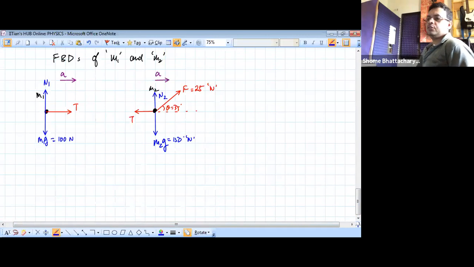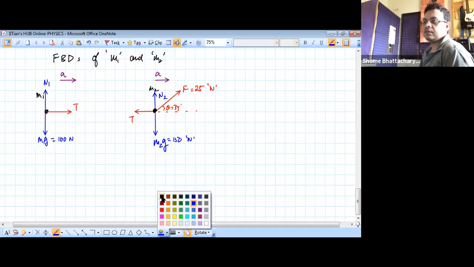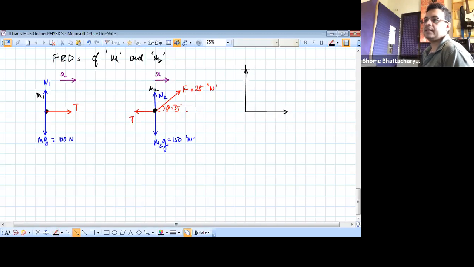First of all, make sure that you're clear with these free body diagrams. Next, we have to resolve. So before resolving, we have to select our coordinate frame. How will we take our coordinate frame? The blocks are accelerating horizontally, so it makes sense to take the horizontal direction like this as the x-axis and take this as the y-axis.